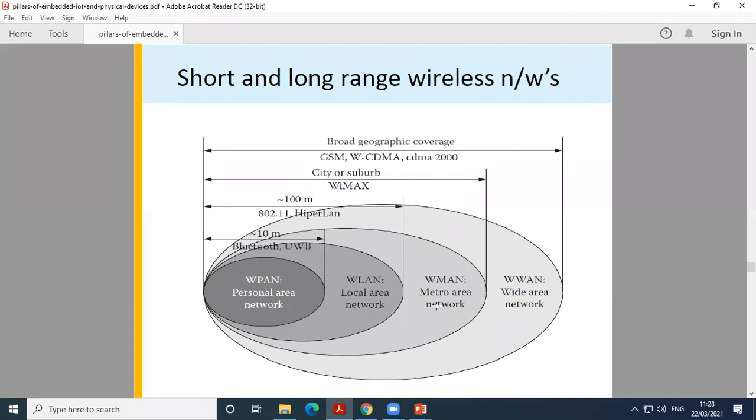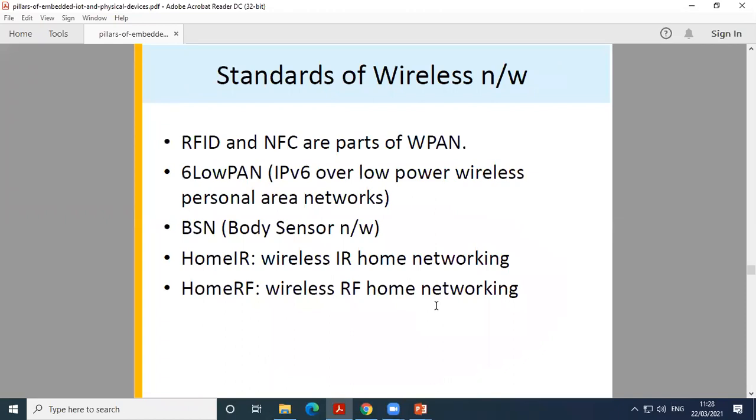In that case, the range differs according to your geographical area. So this is all about the short and long range of the wireless network. There are different standards, or we can say different mechanisms, for wireless communication. The standards of wireless networks include RFID and NFC.